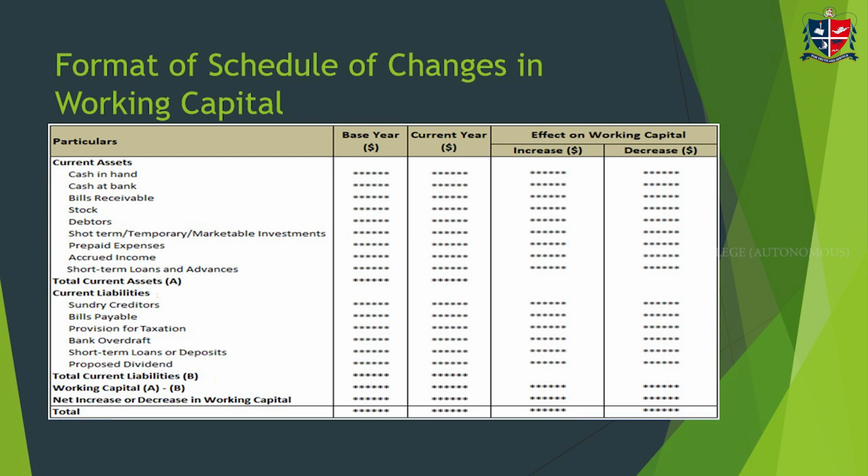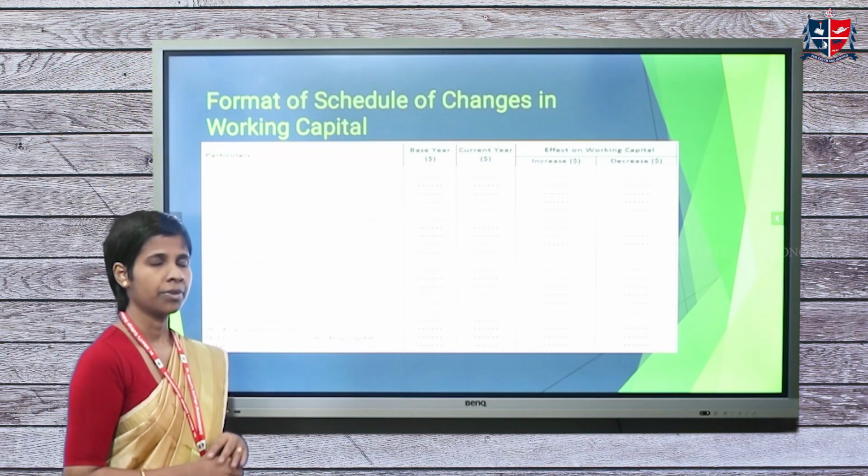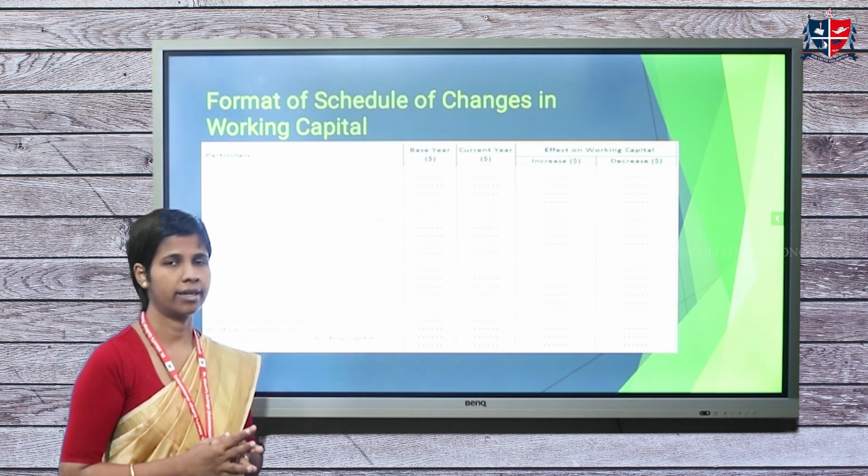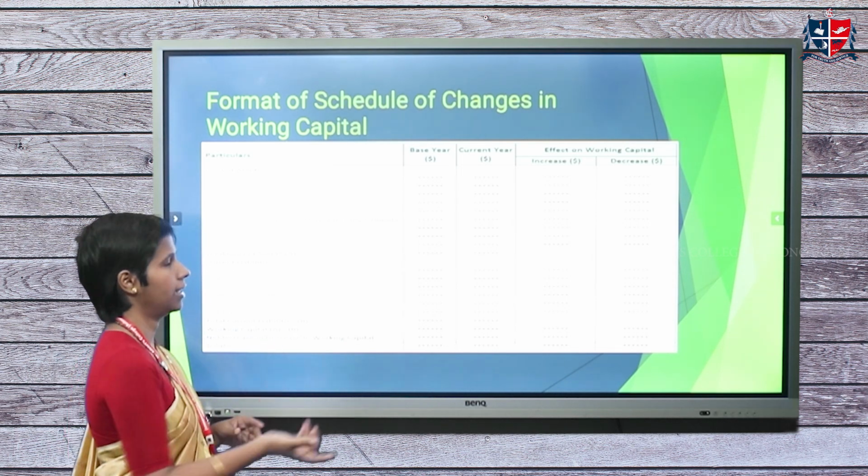If it increases, we have to write it down as net increase in working capital. And if it is a net increase, the effect will be on the decrease column. The same amount will be written in the decreases column. Then we have to total up all these. This is the preparation of the schedule of changes in working capital.